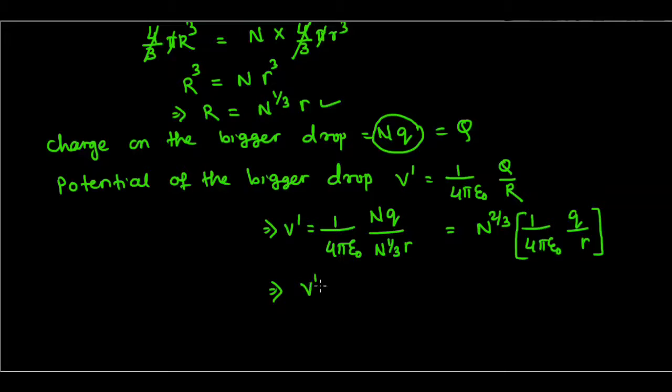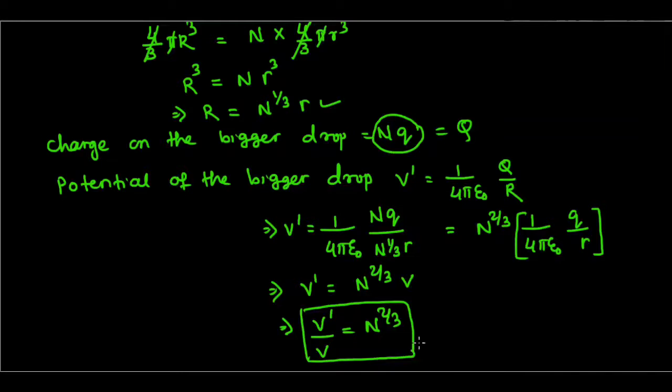So I got that V dash is equal to n to the power 2 by 3 into V, where V is the potential of each small drop. So the ratio of the potential of the bigger drop to the potential of the small drop is found to be n to the power 2 by 3. So students, remember this formula. If n identical charged liquid drops are combined to form a bigger drop, then the potential of the bigger drop will become n to the power 2 by 3 times the potential of each small drop.